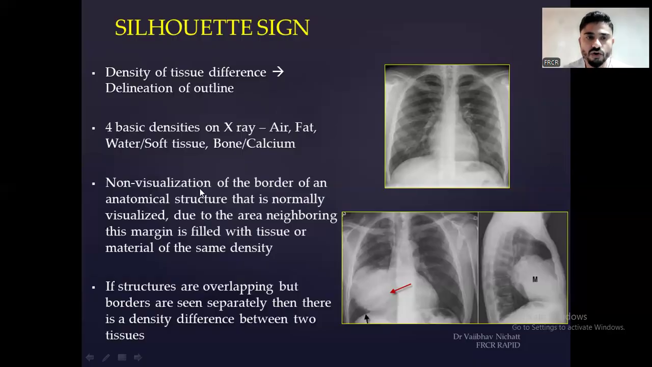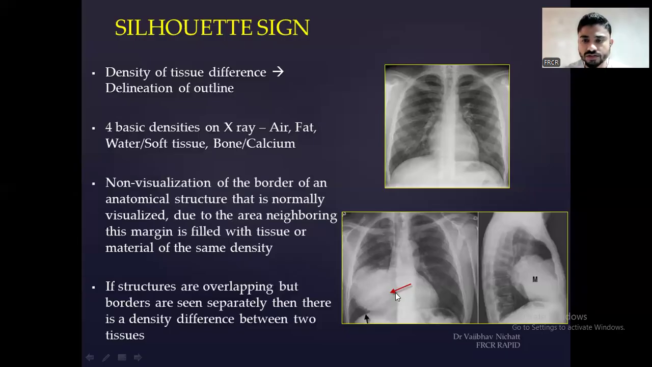So what does the silhouette sign say? The silhouette sign says that there will be non-visualization of the border of an anatomical structure that is normally visualized, because the area neighboring this margin is filled with tissue or material of the same density. Okay, so this is the silhouette sign.